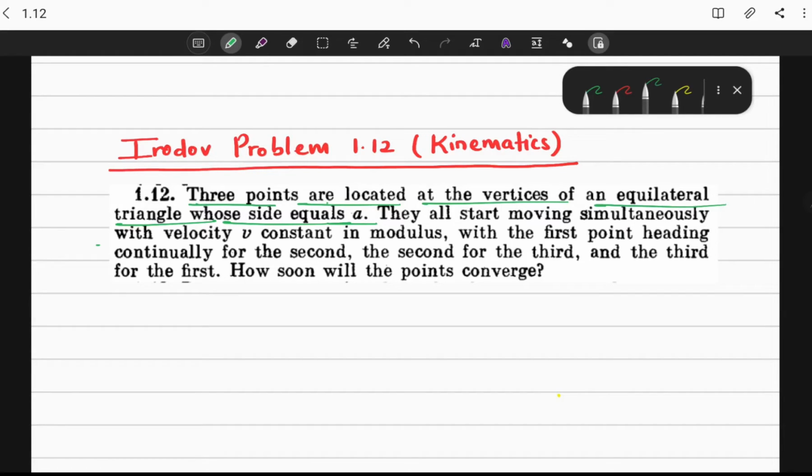and they all start moving simultaneously with velocity v, which is constant in modulus, with the first point heading continually for the second, the second for the third, and the third for the first. We are asked to find the time after which they will converge.